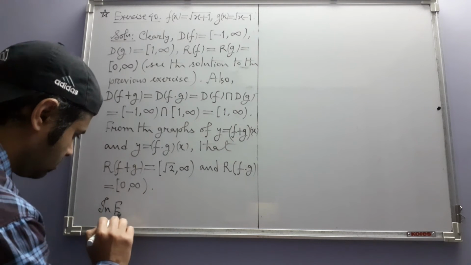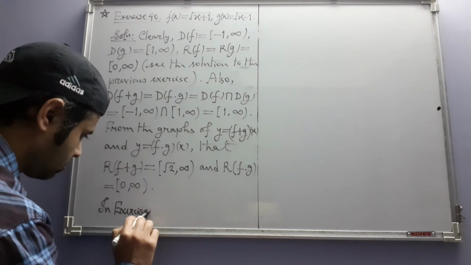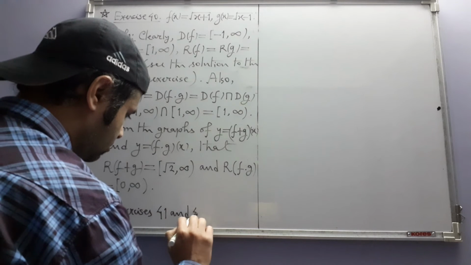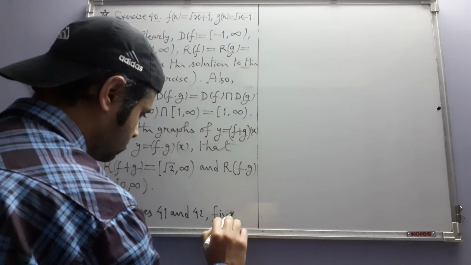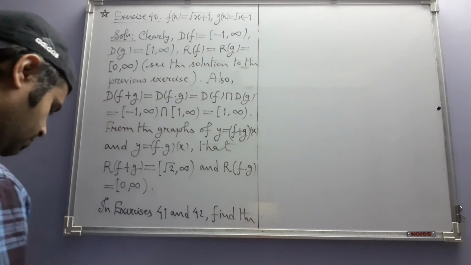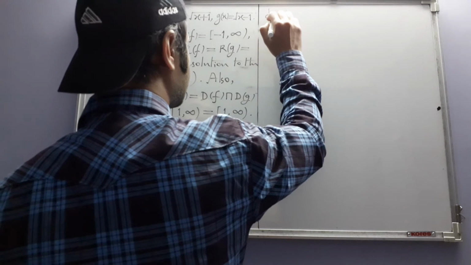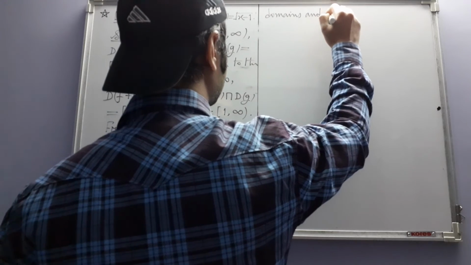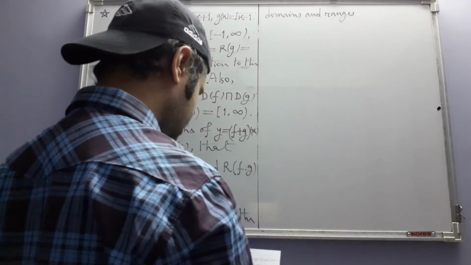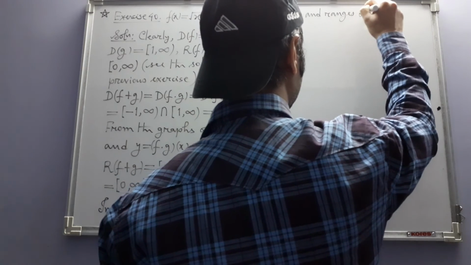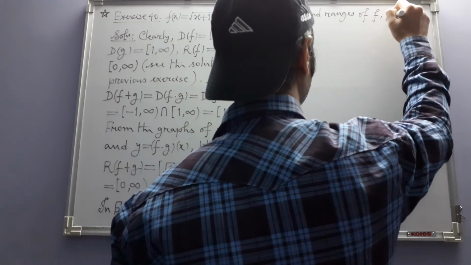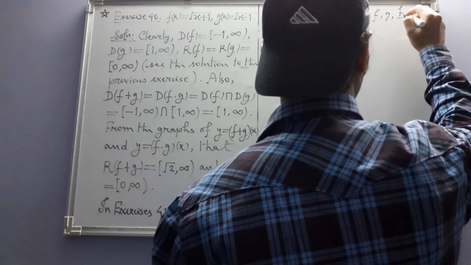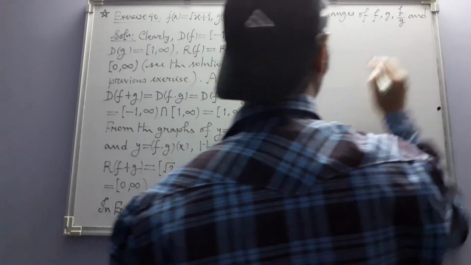In exercises 41 and 42, find the domains and ranges of f, g, f by g. Also now we have quotients, f by g and g by f.